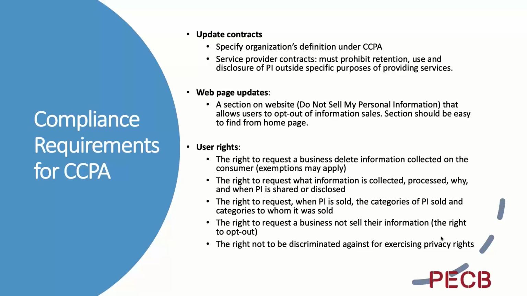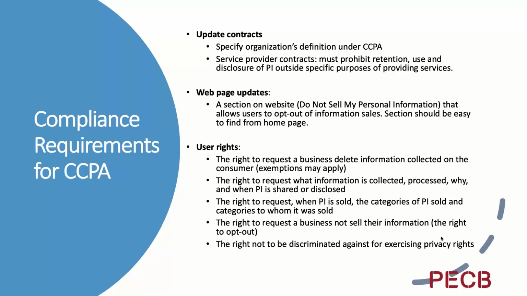So people have a right to know what's going on, what information you have on me, and what's going to happen with it. Users have the right to request when PI is sold, the categories of PI sold, and the categories of whom it was sold to. So again, getting back into that classification section, you have to be able to say, we sell your information to this type of firm. Are you selling addresses? Are you selling demographics? What type of information is part of that process?